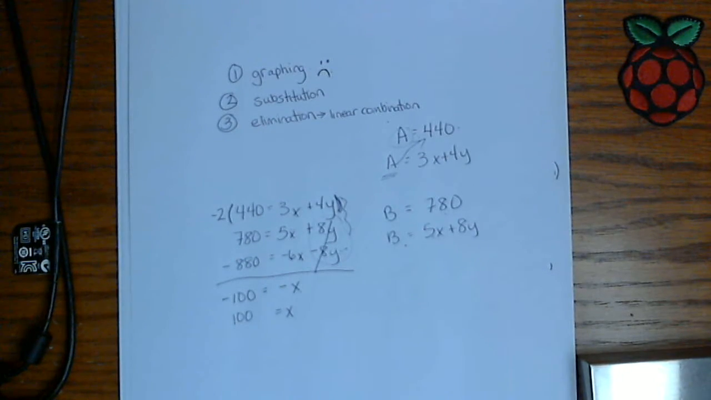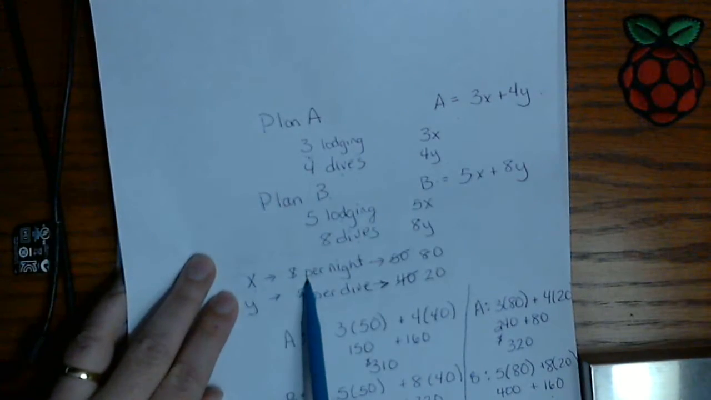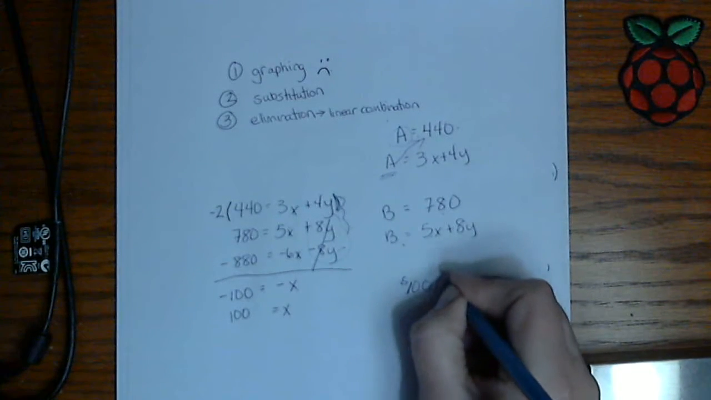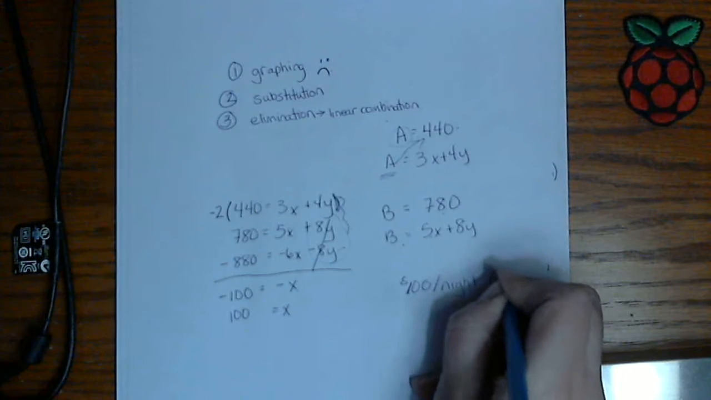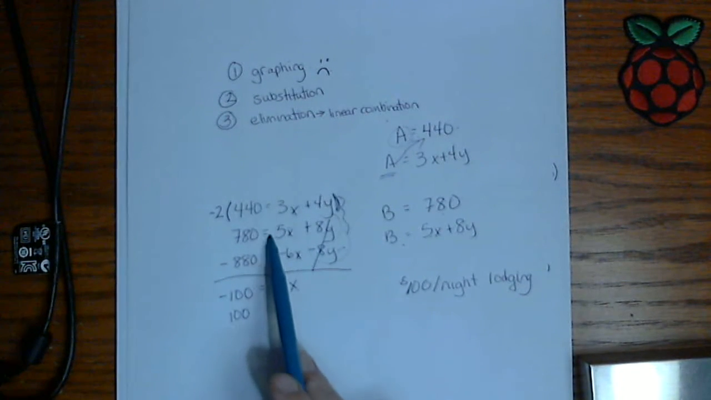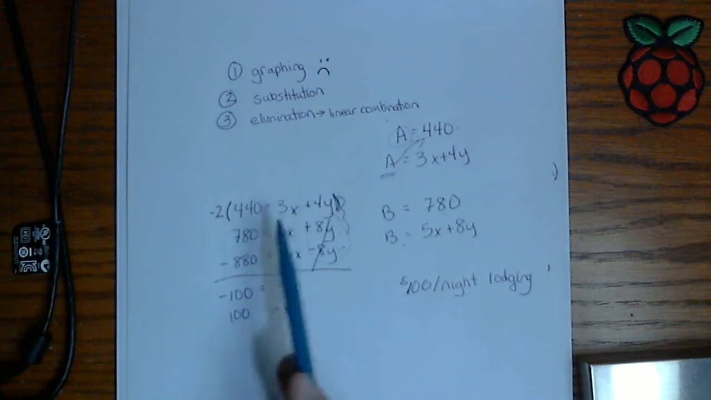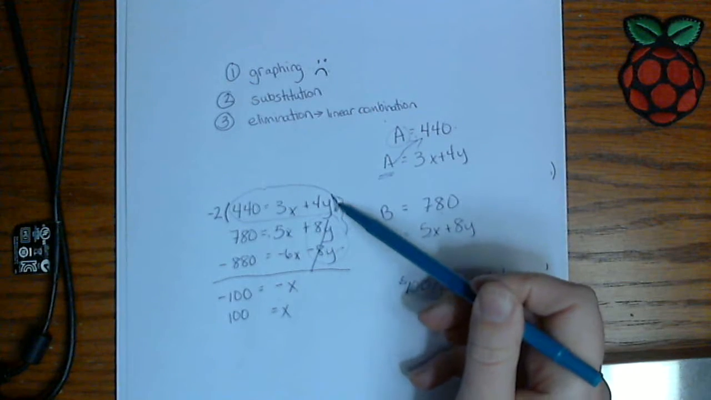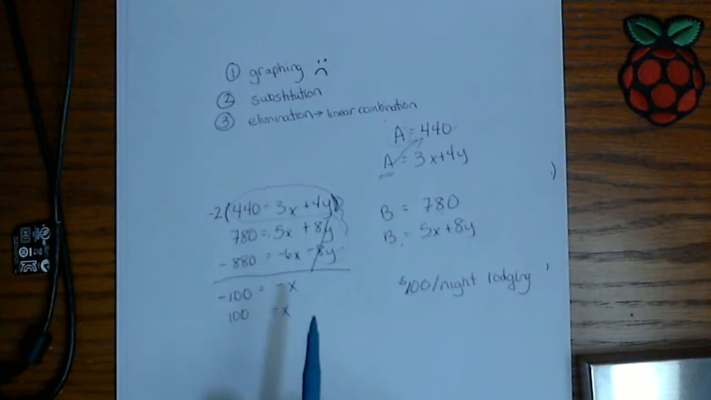Now remember from our other work, x means the number of dollars per night of lodging that we're going to be spending. So now we know that it's going to be $100 per night of lodging. That's part of what we were supposed to figure out. Now the other part that we're supposed to figure out is how much it's going to be charged for a single dive, and that's y. So we need to substitute our x back into one of our original equations and get y by itself. So I'm just going to take this equation here, which is the one that we started with before we multiplied by -2 for the elimination process.